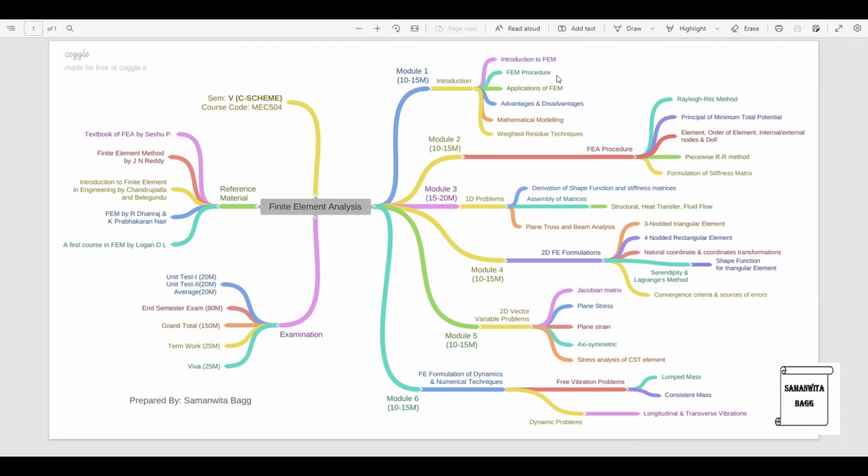Next, FEM procedure is the topic wherein you should study what is the process of solving a numerical by using FEM procedure. Like there are 3 main steps, that is pre-processing, processing and post-processing. So you should know what are these steps and what is to be done in them. Next comes the application of FEM, which are the fields in which FEM is used. Advantages and disadvantages of FEA.